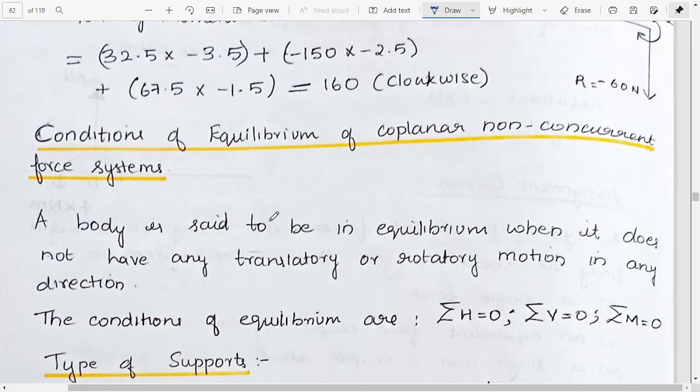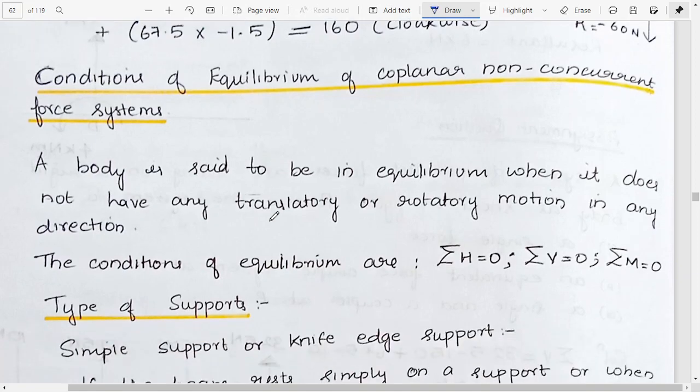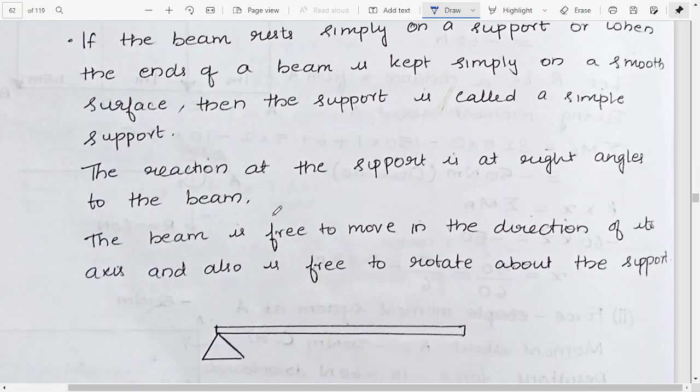Okay. So next is conditions of equilibrium of non-planar non-concurrent forces. So we'll do that in our next video.